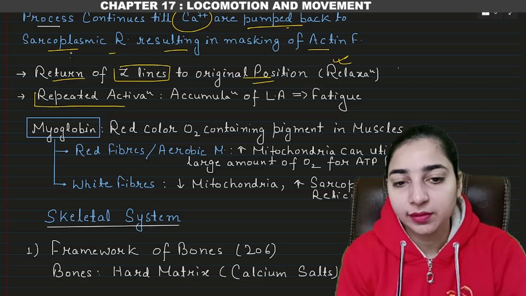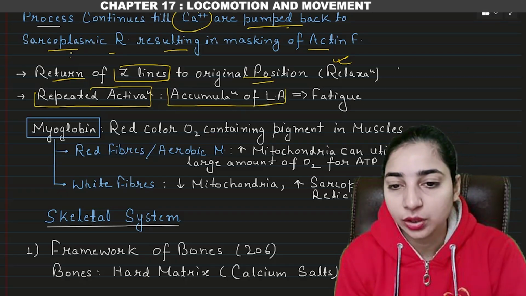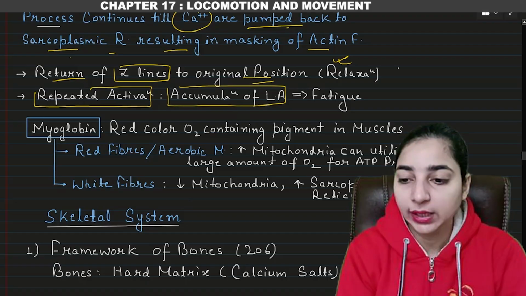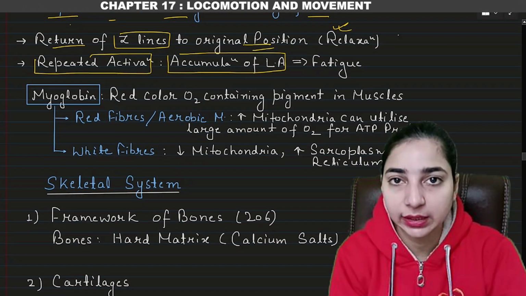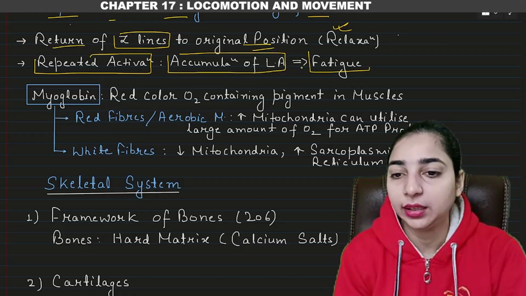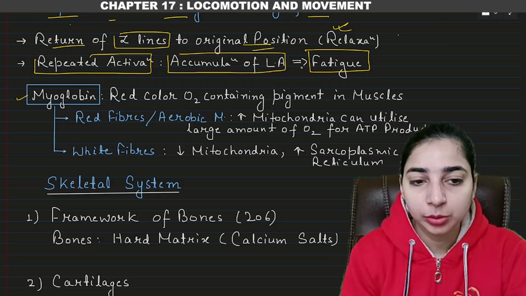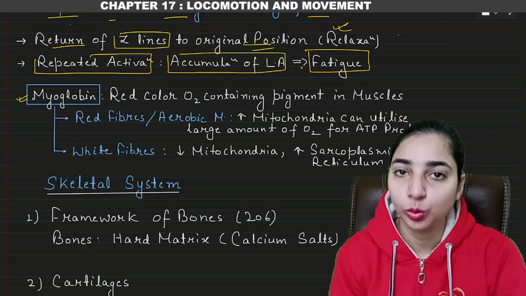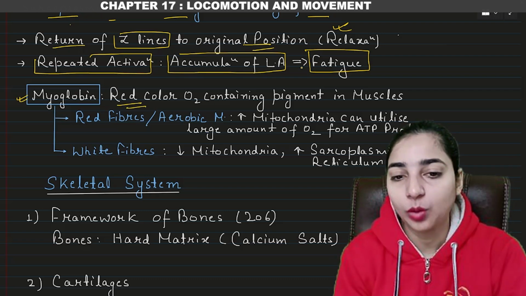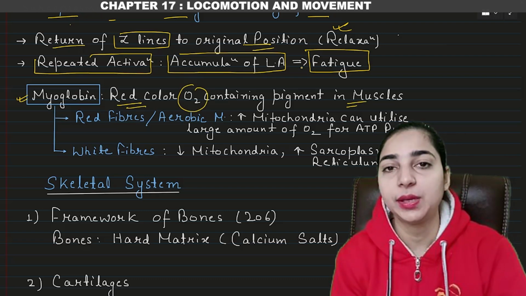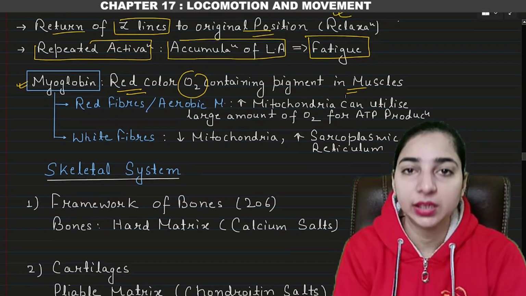And the repeated activation of the muscle cells or muscle fibers can lead to the accumulation of lactic acid due to the anaerobic oxidation of the glycogen present in the muscle. And this can result in the fatigue of the muscle. Now there is an important component called myoglobin which is present in the muscle. What is myoglobin? It is a red colored oxygen containing pigment present in the muscles. Since it is red in color, it gives a reddish appearance to the muscle.